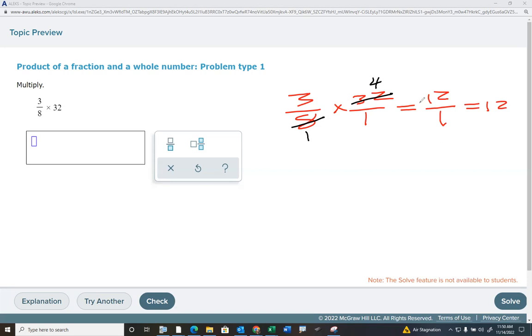The advantage of doing that is you start trying to simplify things before the numbers get really big, like that 96. And it's like, okay, this is a lot bigger. I'm not as sure what divides into that. But when the numbers are smaller, like 3, 8, 32, and 1, it's easier to see what divides in. So either way is fine.